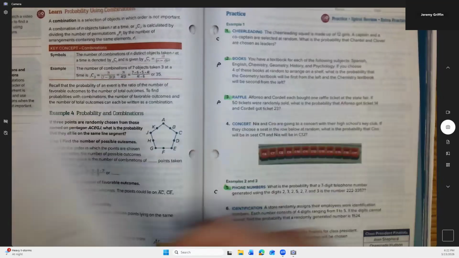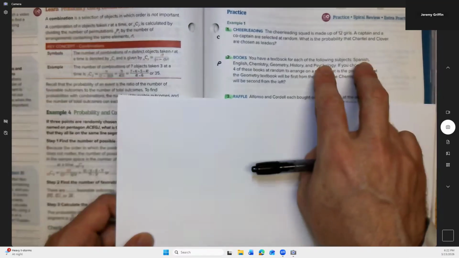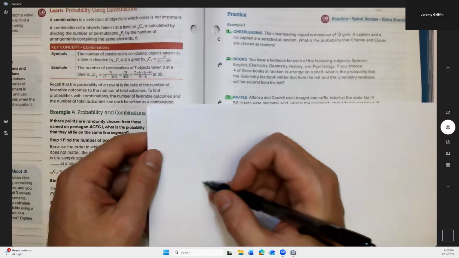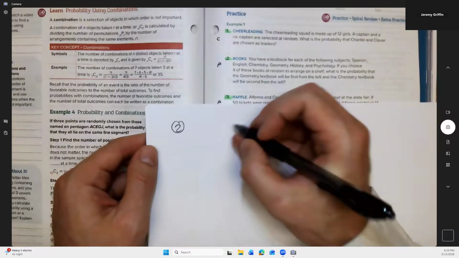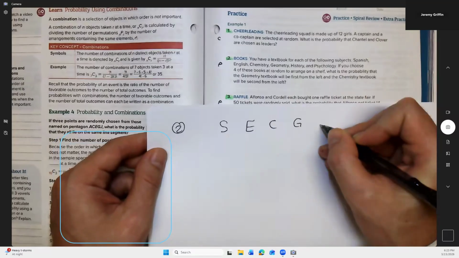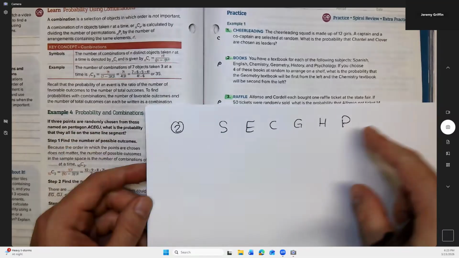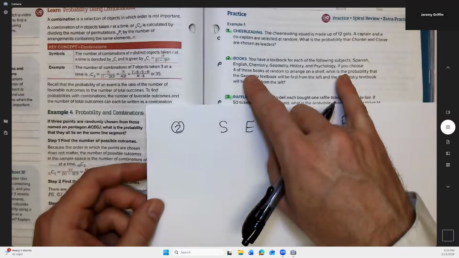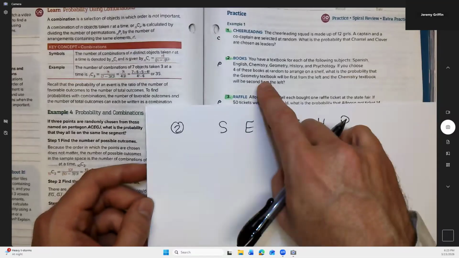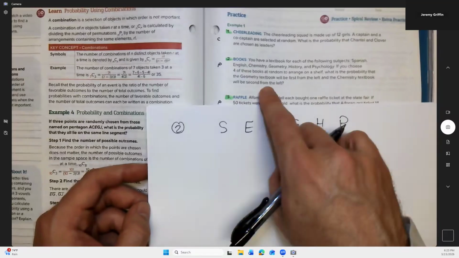Okay, number 2, books. You have a textbook for each of the following subjects: Spanish, English, chemistry, geometry, history, psychology. Okay, so number 2. Yeah, I'll call S Spanish, E English, C chemistry, G geometry, H is history, and P is psychology. Okay, so 6 different books. If you choose 4 of these books at random to arrange on a shelf, what is the probability that the geometry book will be first from the left and the chemistry book will be second from the left?